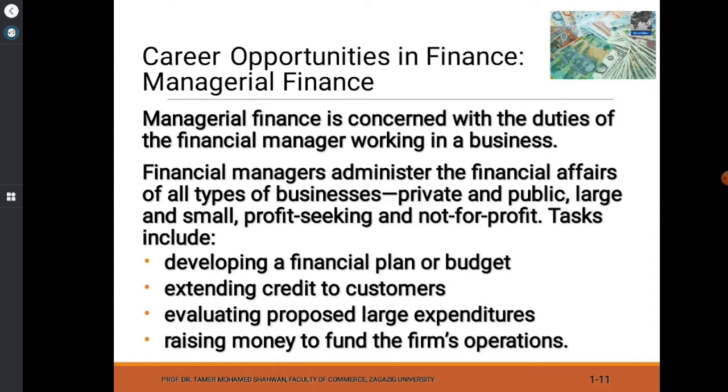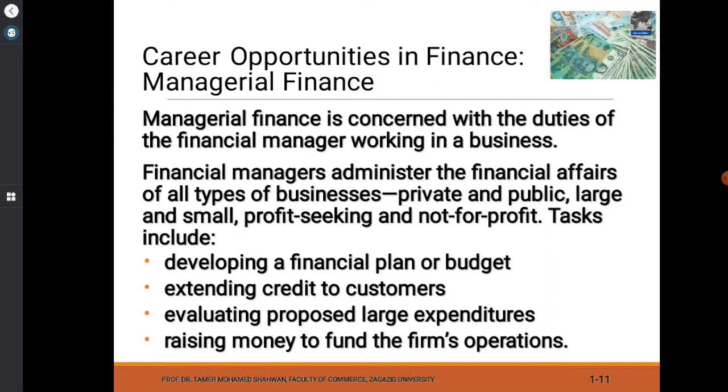One of the main responsibilities of a financial manager is to administer the financial affairs of all types of business. Whether it is a private firm or a public firm, a large firm or a small firm, whether the organization is profit seeking or not for profit, whatever the type of firm, the financial manager administers its financial affairs.